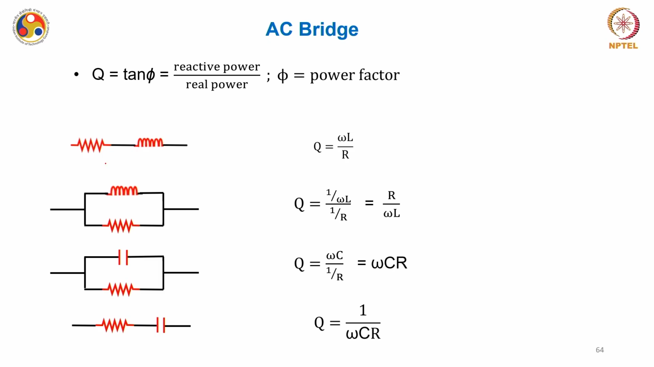So, for a series configuration of an inductor and a resistor, the quality factor is given as omega L by R, while for a parallel connection it is equal to R by omega L. Similarly, for a series combination of resistor and capacitor, the quality factor is given as 1 by omega C R, while for their parallel connection, the quality factor is given as omega R C.